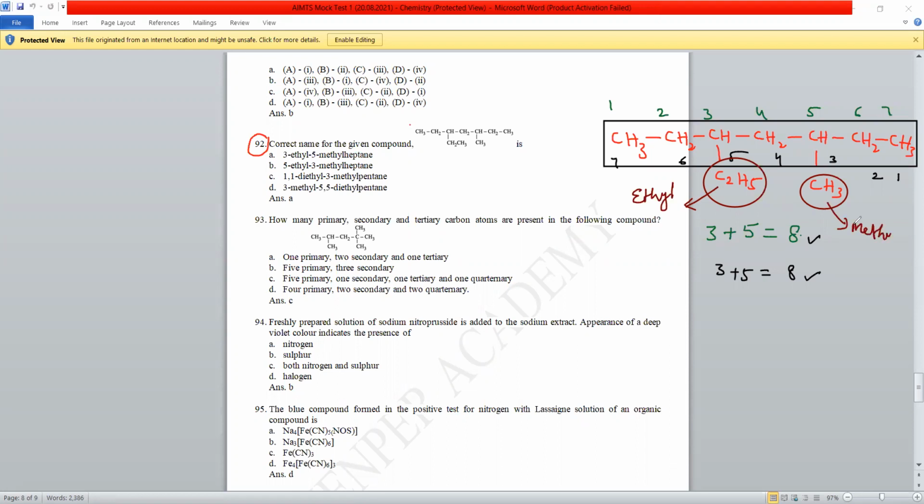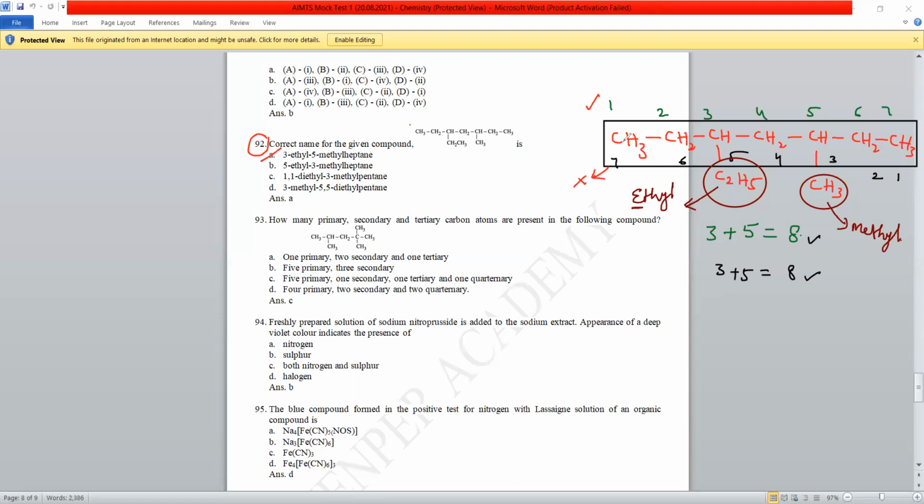According to alphabetical order, which will come first here? E will come, so ethyl has to get the least number. So the upper left-to-right numbering is the correct one, and the lower one is wrong. So the name is 3-ethyl 5-methyl heptane. Option A is the correct one, students.